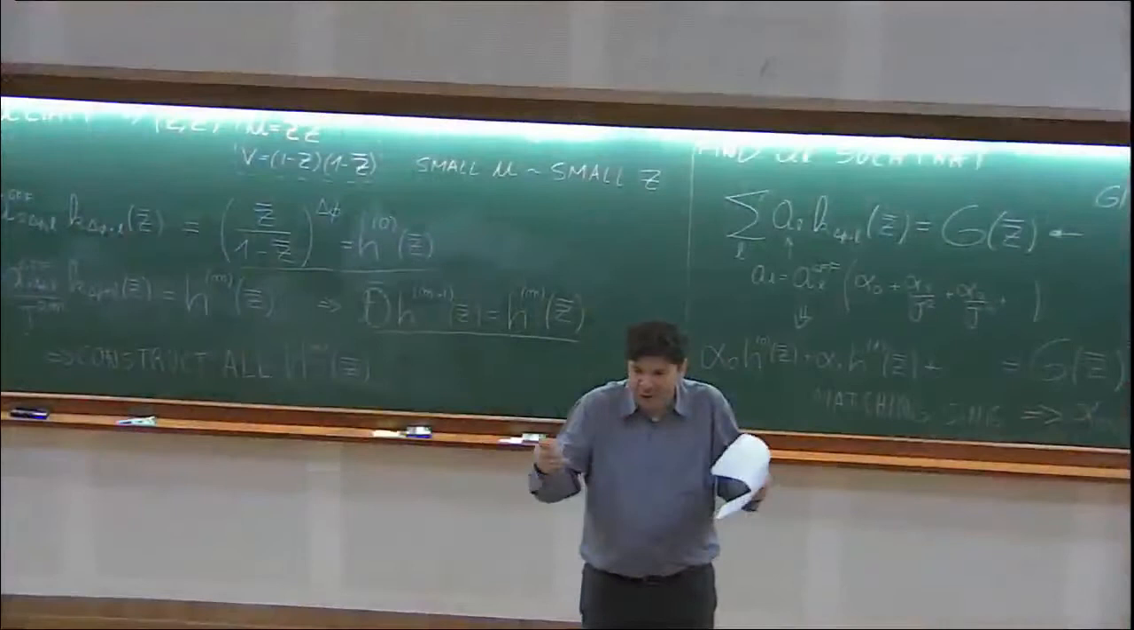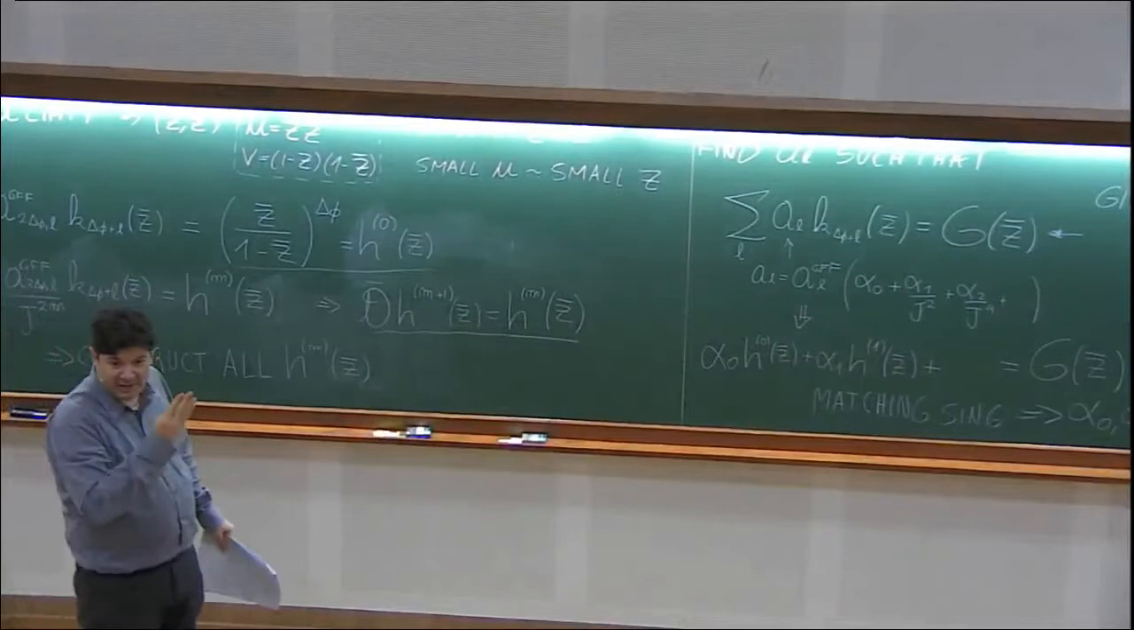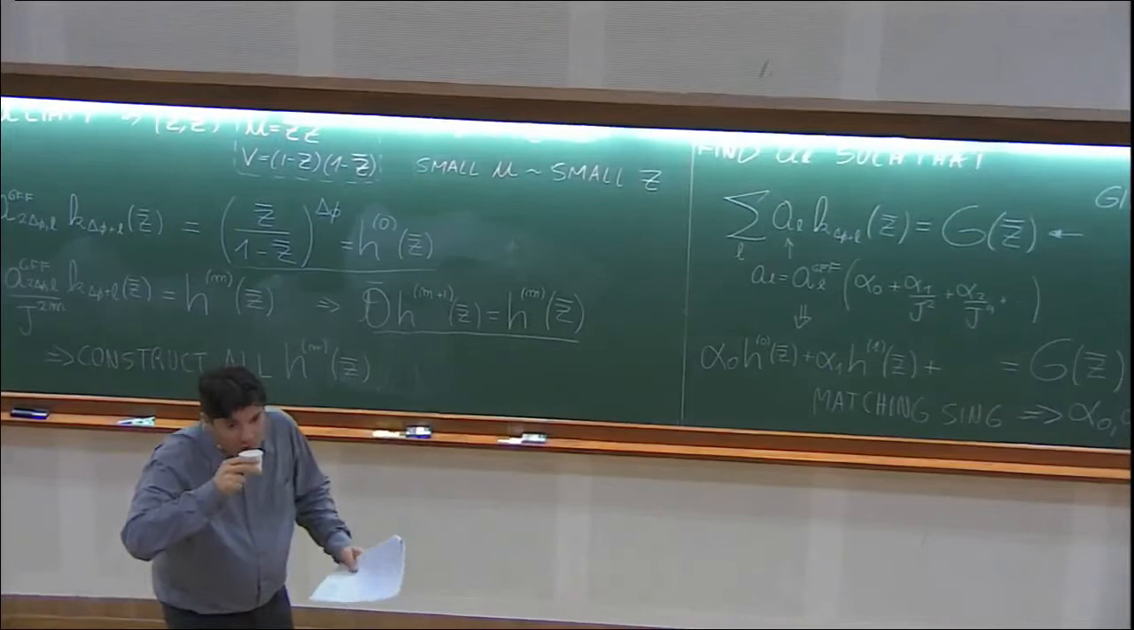So maybe all this will be a little less abstract if we work out a very specific example and you see precisely which kind of functions appear. Is that okay? Shall we do that? Yes.